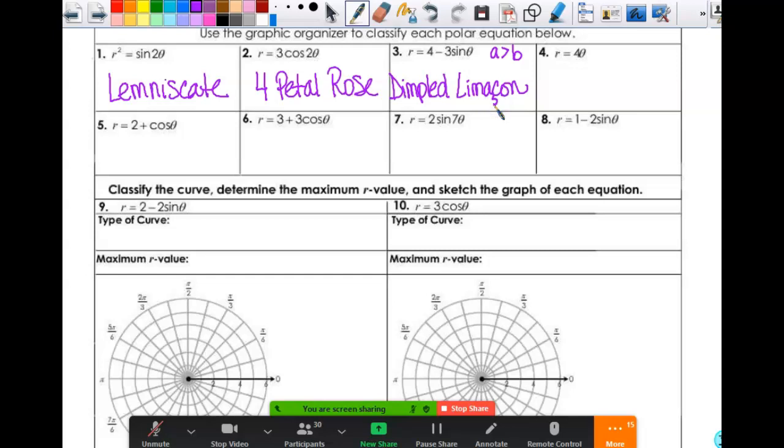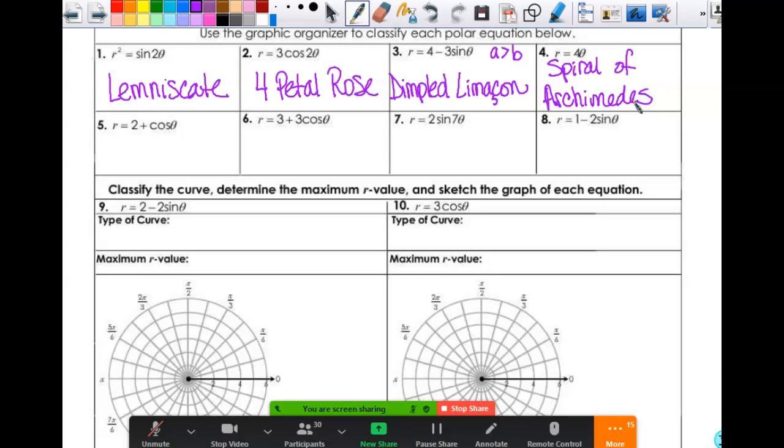So then I have r equals 4 theta. It doesn't even have a sine or cosine in it. So then what is it? The spiral, yes. So this is the spiral of Archimedes. Oh, my handwriting's terrible. All right.